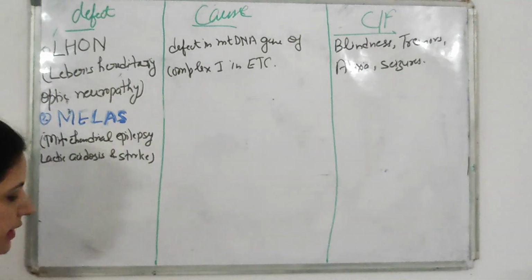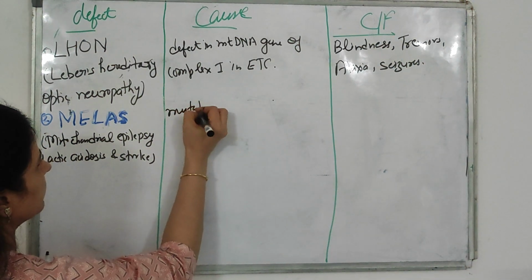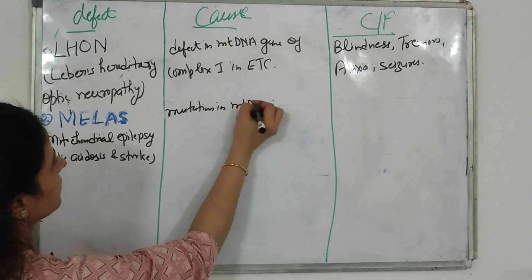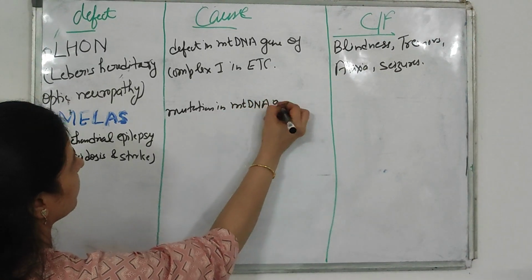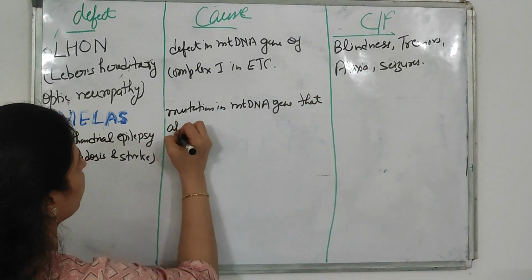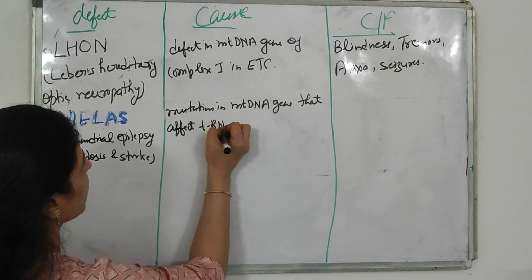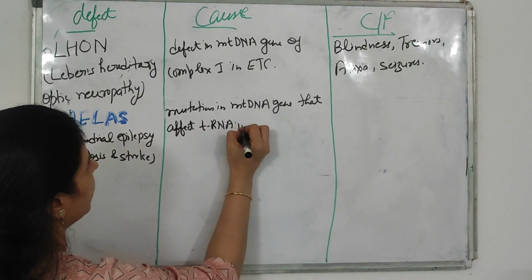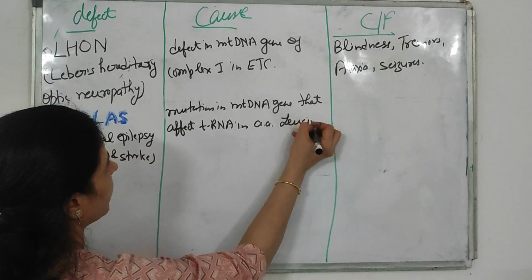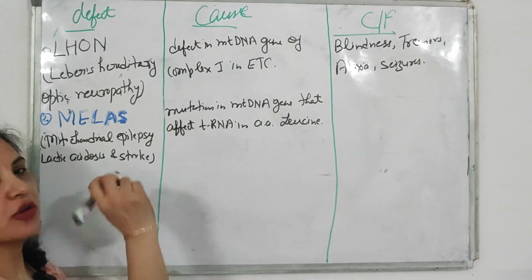Second disorder. Why does this occur? This occurs due to mutation in the mitochondrial DNA gene that affects your tRNA, that is transfer RNA, the tRNA for the amino acid leucine. When the leucine amino acid tRNA is defective, it will cause your MELAS.